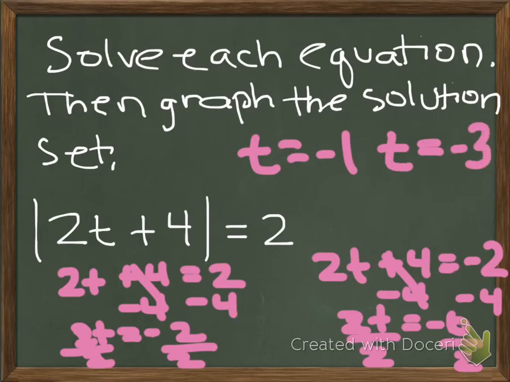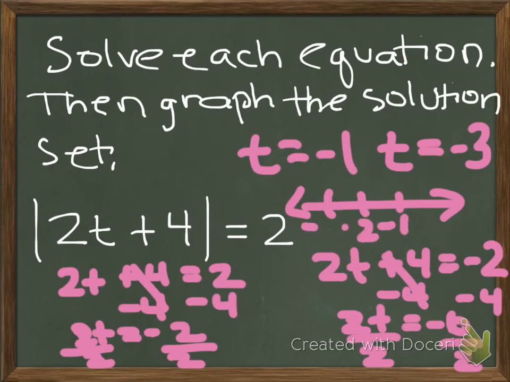And then when it says graph the solution set, all it means is to put these on a number line. So we would just draw a quick number line, and put a point at negative 1 and a point at negative 3.